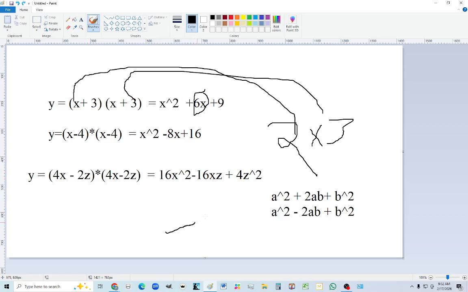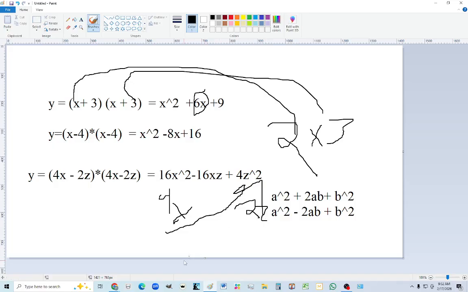So when you're undoing a perfect square, you have to say, hey, does that have a square root? Is this 2 times the square root? So what would be the square root of this? If I work backwards, it would be 4x. What would be the square root of this? If I work backwards, it would be possibly 2 or minus 2z.